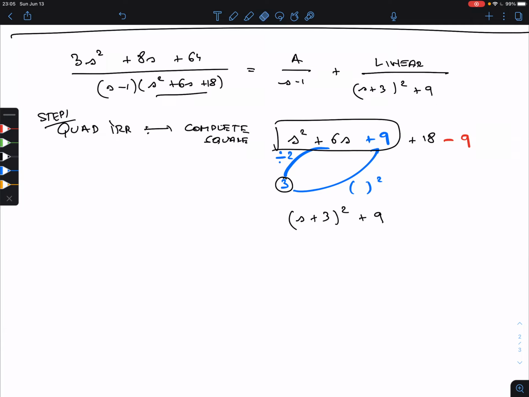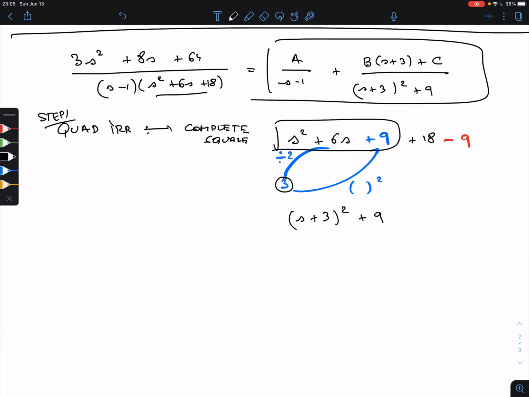But we now know how the linear form on the top will look. It will be a polynomial in s plus 3. So it would be b times s plus 3 plus c, or whatever letters you like. If you like other letters, you can use other letters here, as long as you don't use the same letter twice. That's the form that we want to find, but it still requires us to find it.